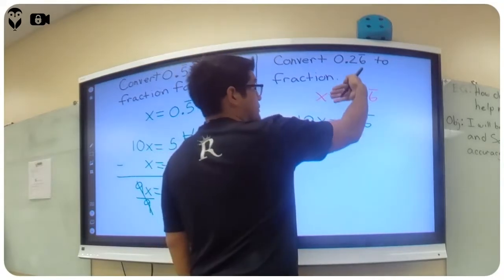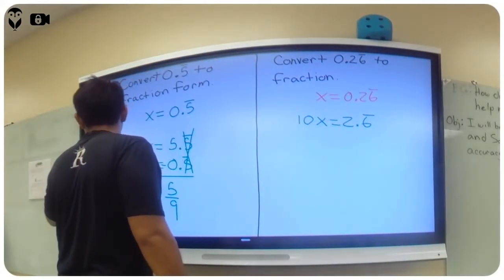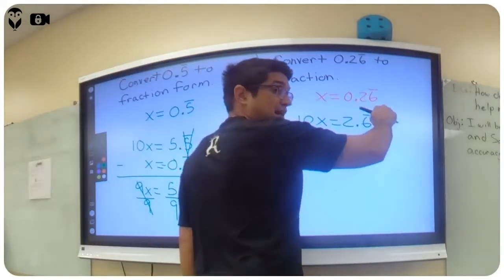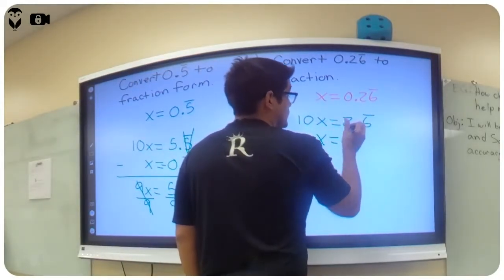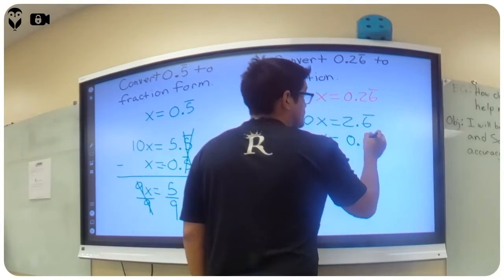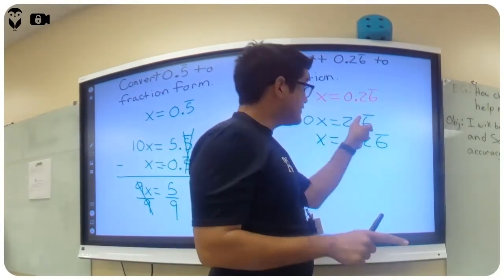Now, you're going to put everything here underneath. So that would be the third step. The third step would be to just repeat this line of information underneath. So x equals 0.26 forever.